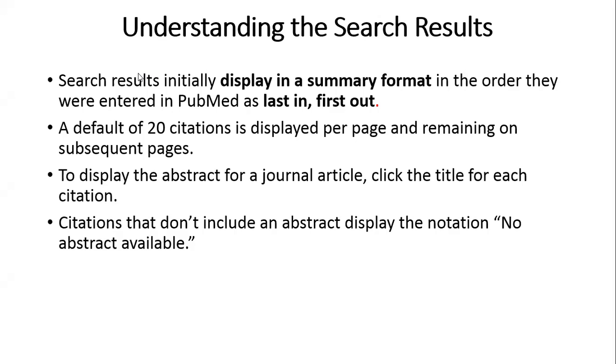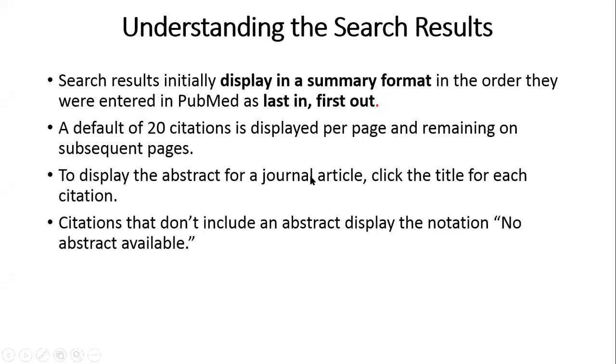Now, to display the abstract of a journal, you would have to click on each citation so that you can view more details of that. You should also know that some citations don't include the abstract display. There would be something shown like no abstract available if the abstract is not given for that particular citation. Yes, it happens many times that there is no abstract.